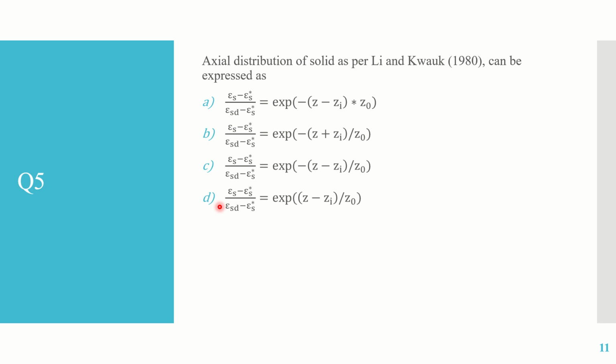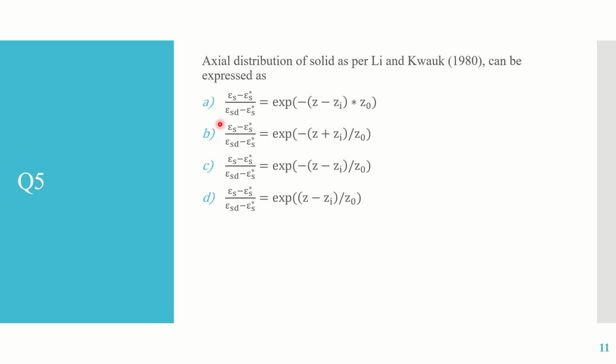Here z is the height at that instant, and zi and z naught are the bed heights at specific regions corresponding to the solid fraction. Corresponding to that, we have a solid fraction profile also. So according to Lee and Kwauk, the axial distribution of solids is given by (epsilon s minus epsilon s star) by (epsilon sd minus epsilon s star).